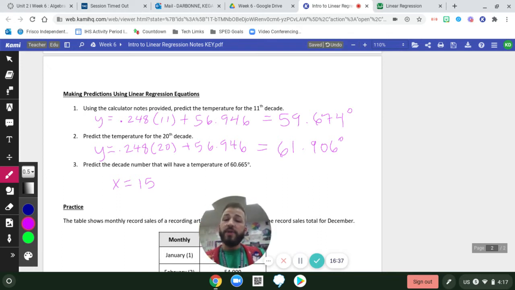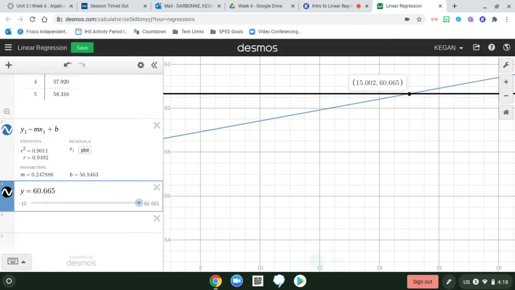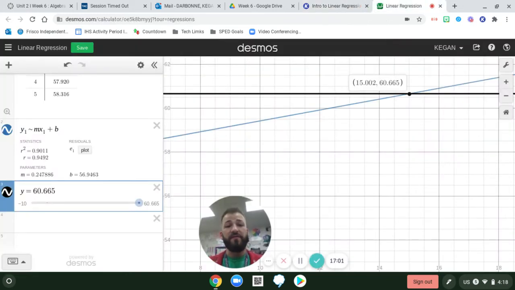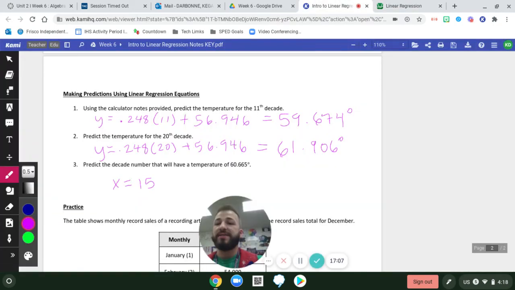So just kind of as a recap, when we're trying to predict a dependent variable, a y value, we're going to plug the x value into our Desmos calculator, and it's just going to give us the number out. When we're trying to predict an x value, the independent number, we're going to say y is equal to whatever y value in our Desmos calculator, and then we can just go find the point of intersection where they cross each other. Okay? So let's do another question to practice it.